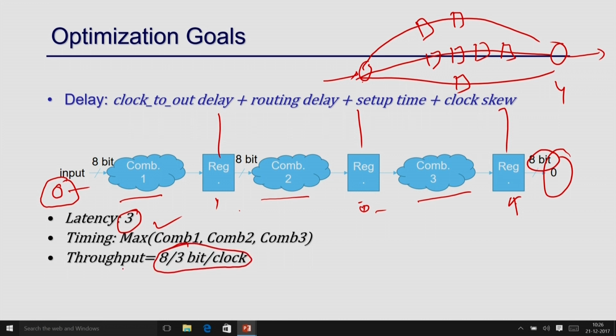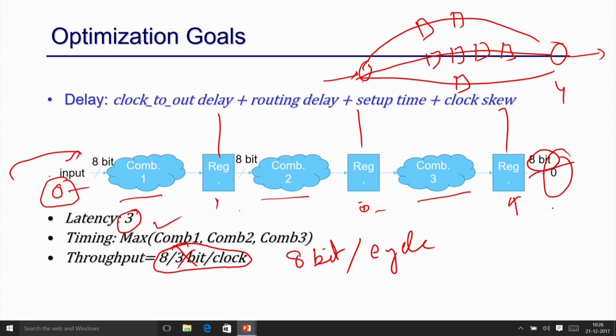So, what happened here? After 3 cycles your output will come, and then every cycle some output will come, right. So, your throughput is basically 8 bits per cycle. Why? Because once you give the first set of data here, the result will come after 3 cycles, right. But in the second clock you give another set of input, so that will also be processed.